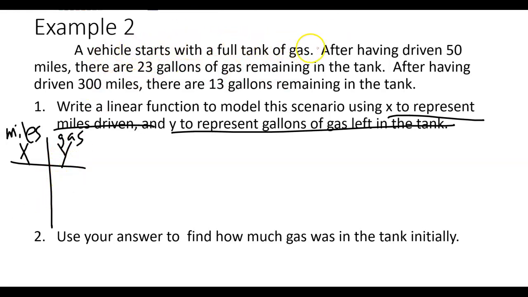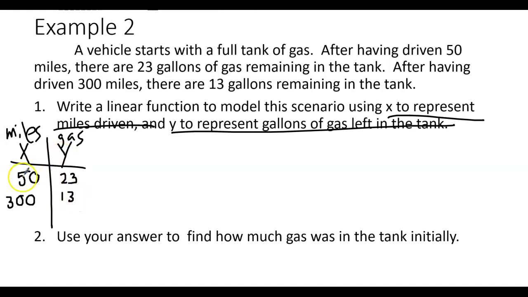So a vehicle starts with a full tank of gas. After having driven 50 miles, so I'm going to put 50 here in the miles column, there's 23 gallons remaining in the tank. So after 50 miles, there's 23 gallons remaining. After having driven 300 miles, there's 13 gallons left in the tank.